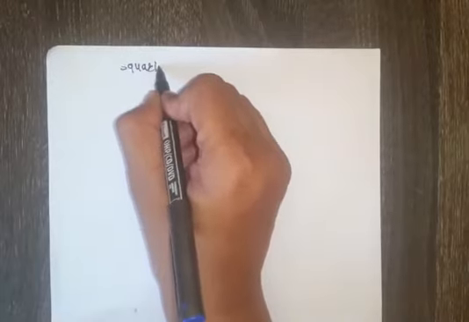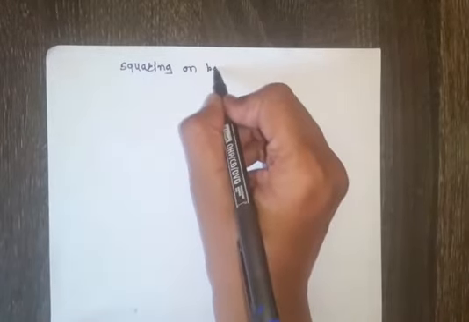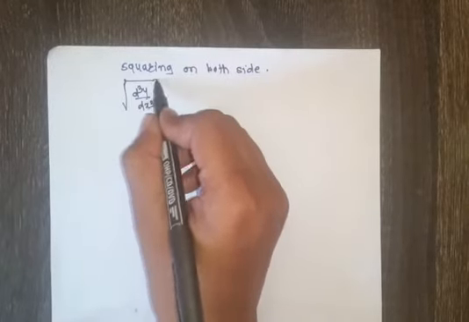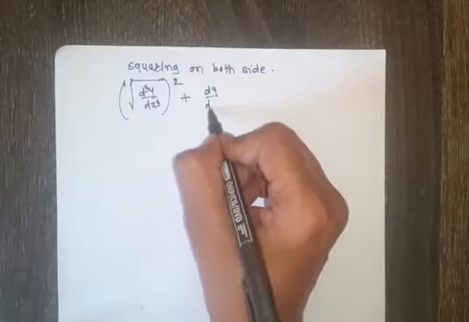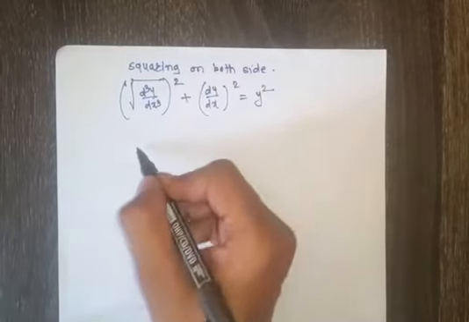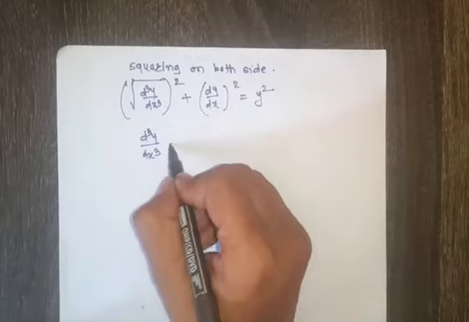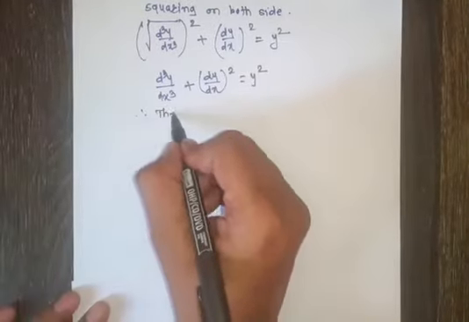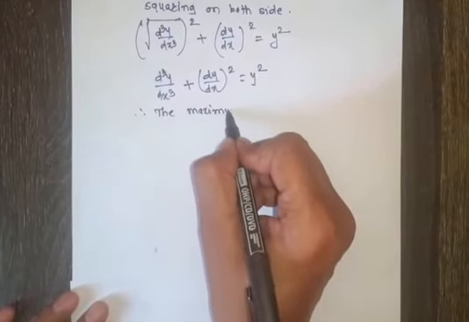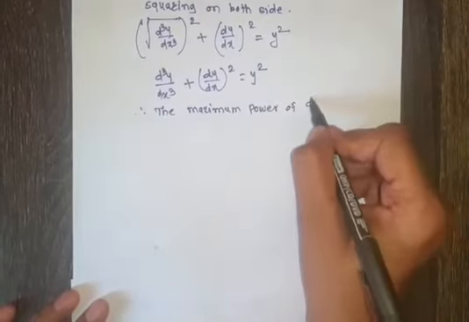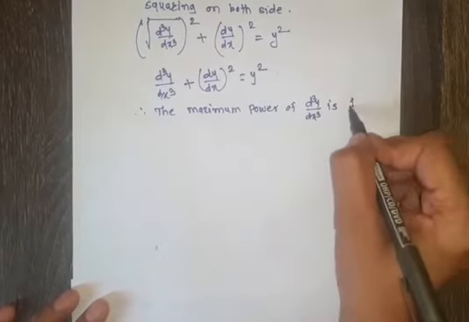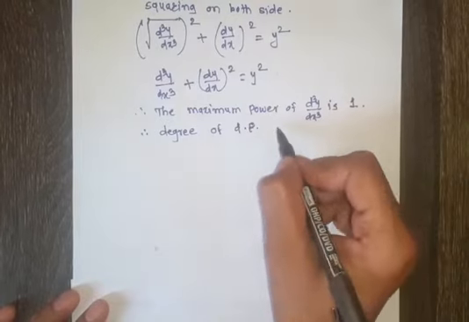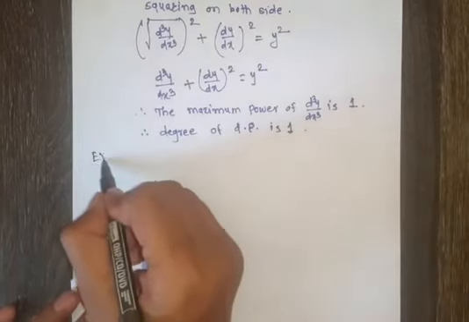Now for the degree, squaring the equation on both sides, we get d cube y upon dx cube plus dy by dx whole square is equals to y square. Now by simplifying, the maximum power of highest derivative d cube y upon dx cube is 1. Hence the degree of differential equation is 1.